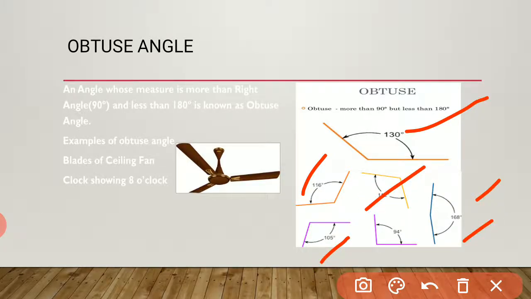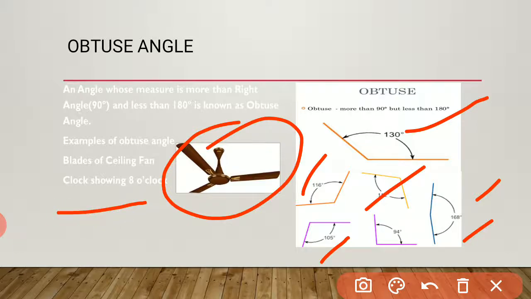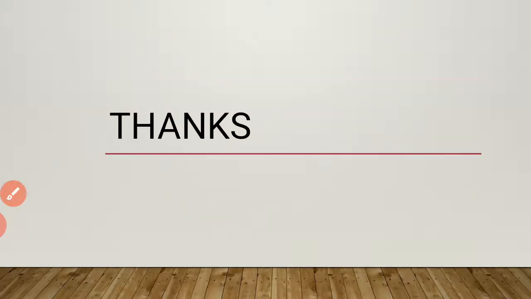Then there are other examples at your home also. Your fan blades also make an obtuse angle. Then the clock showing 8 o'clock makes an obtuse angle. These are the angles. You have to observe them, the different types of angles, and learn them.